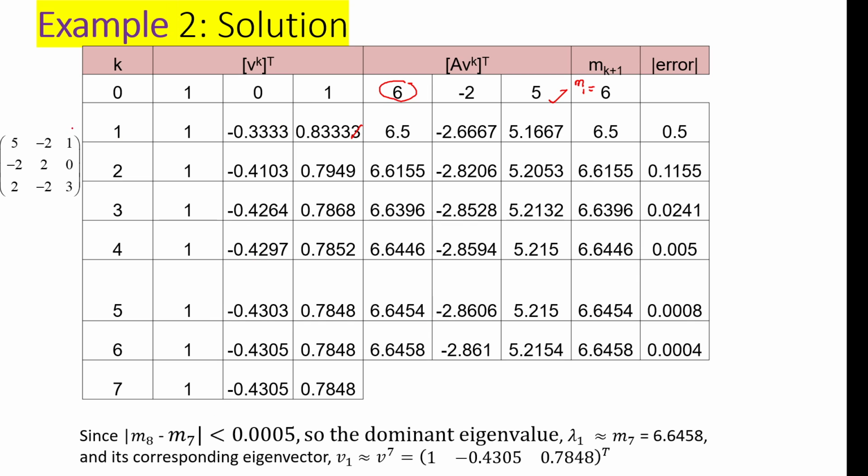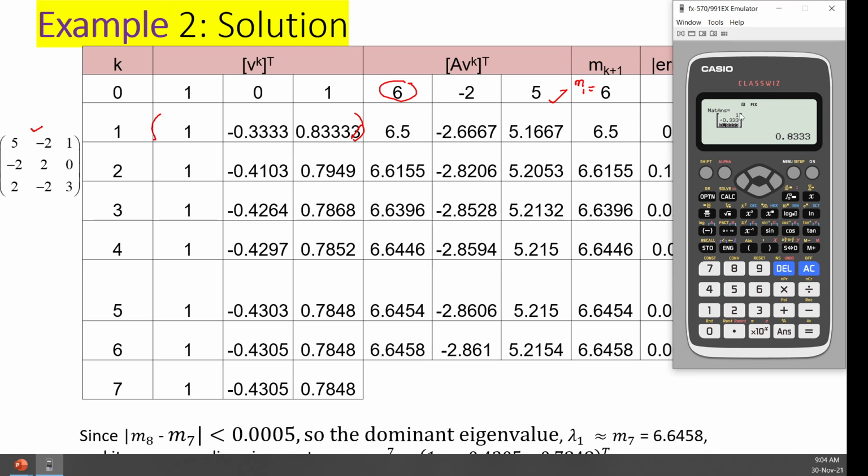So now repeat the process using A multiply V1. V1 is now stored in max answer. You see here, V number 1 is stored in max answer. So you can take A times max answer. Clear first, then option, take A multiply, option, find max answer. So 6.5 here, negative 2.6667, 5.1667 here.